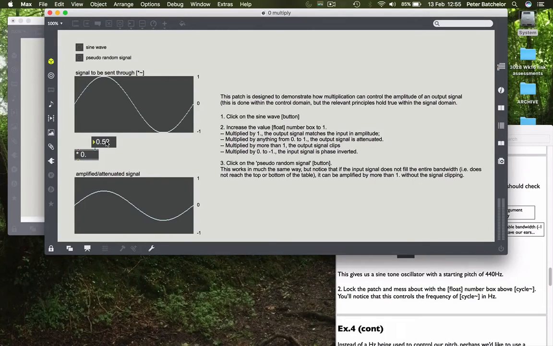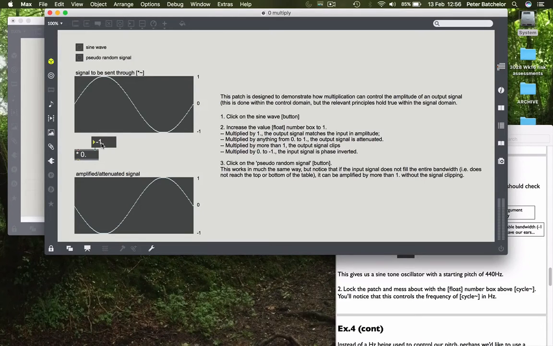We could also multiply by a negative value, and notice that when we do that, so I'm going back to 0 and then I'm inverting this. So what happens? Well, we're inverting the phase. So if I were to play these signals alongside each other, we would essentially cancel out the signal altogether. So that's the reason why we're using a multiplication object, and it works with any signal.